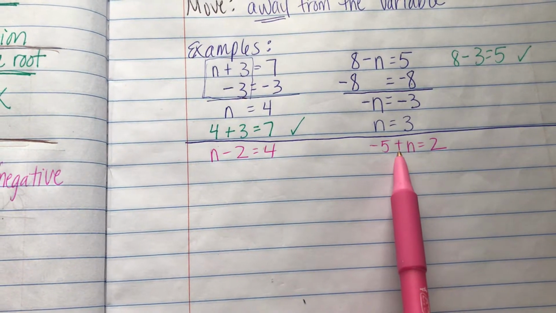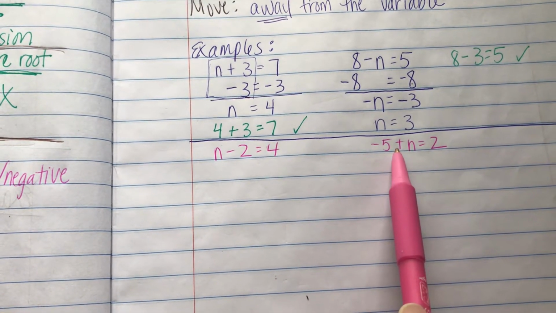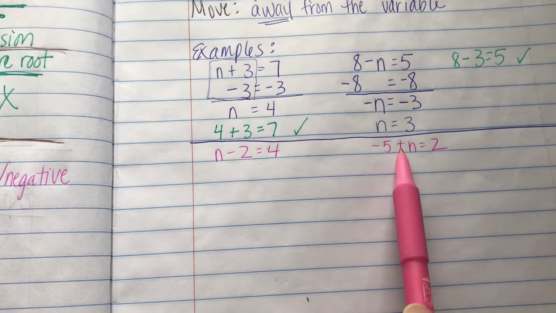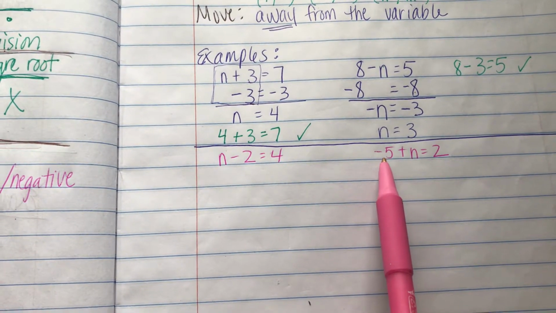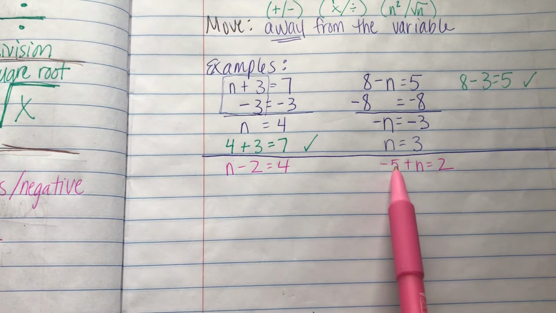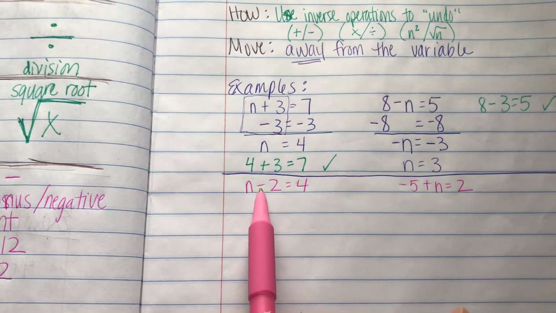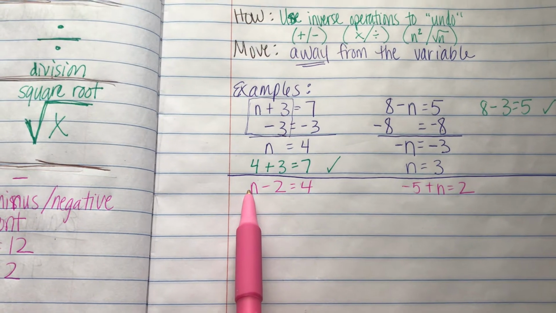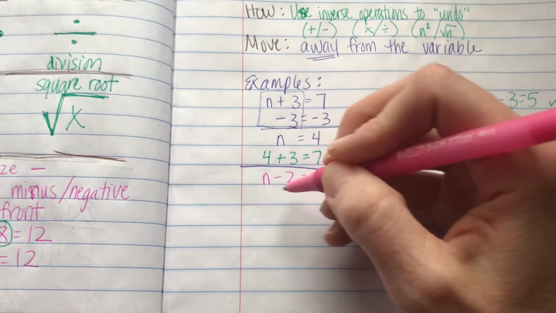Even though this looks like an addition problem, it would have to be undone by subtraction, actually has to be undone by adding this 5 back to both sides, but we'll get to that in a second. So here it's a little more straightforward. We had 2 taken away from n. We want to undo that by using the inverse operation. The inverse of subtraction is addition.